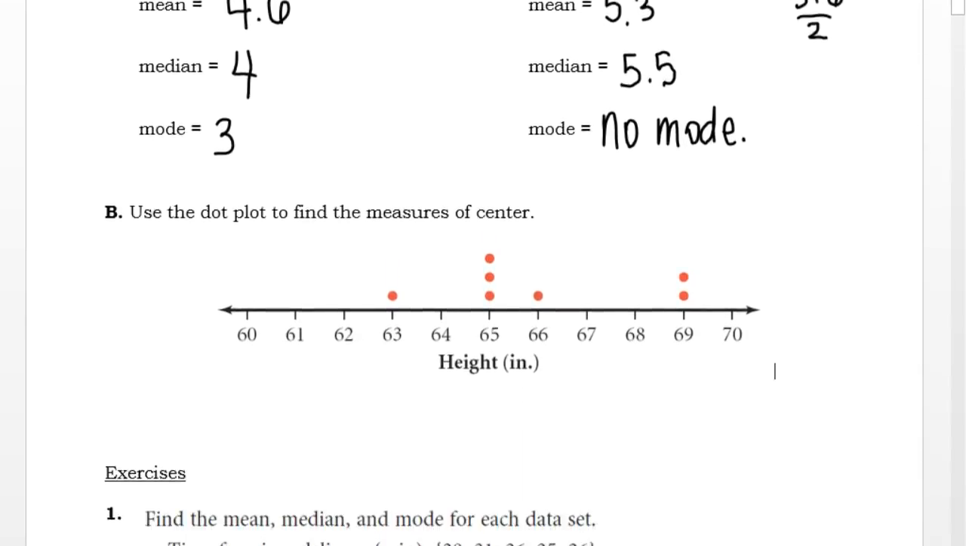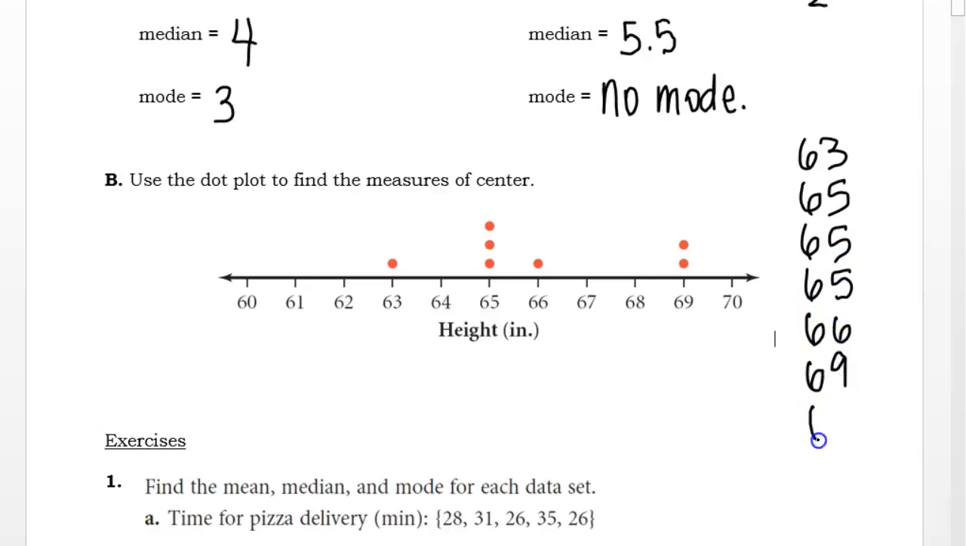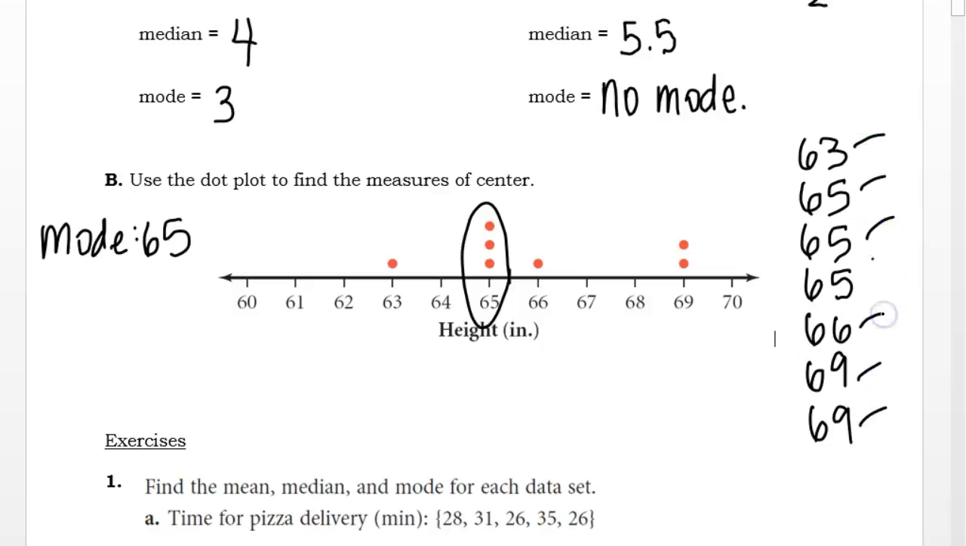The last example here, example B, we're going to use the dot plot to find the 3 measures of center. So I'm going to start by listing my points. I have a 63, I have 3 65s. I have a 66, and I have 2 69s. So without even looking at the numbers, I can tell on the dot plot that I have my mode right here because it's my tallest stack of dots. Finding the median now that I have them listed, I can match up low to high, and I have 65 left in the middle.